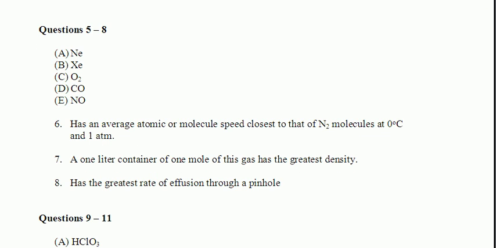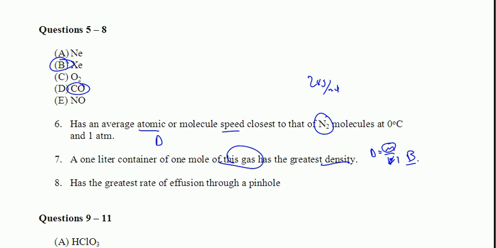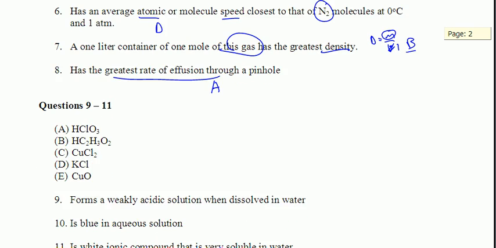Second set of matching. Has an average atomic or molecular speed closest to that of N2. Remember, speed is based on mass. N2 is 28 grams per mole, and CO is also 28 grams per mole, so the answer is D. 1 liter of 1 mole of this gas has the greatest density. We're basically looking for the one with the largest molar mass. We locked the volume at 1 liter, we locked it at 1 mole, so Xe has the largest molar mass there, so this is B. Has the greatest rate of effusion through a pinhole. Again, effusion, diffusion, and speed are all based on molar mass. The smallest one here is neon in terms of molar mass, the lightest actually, and the answer is A.